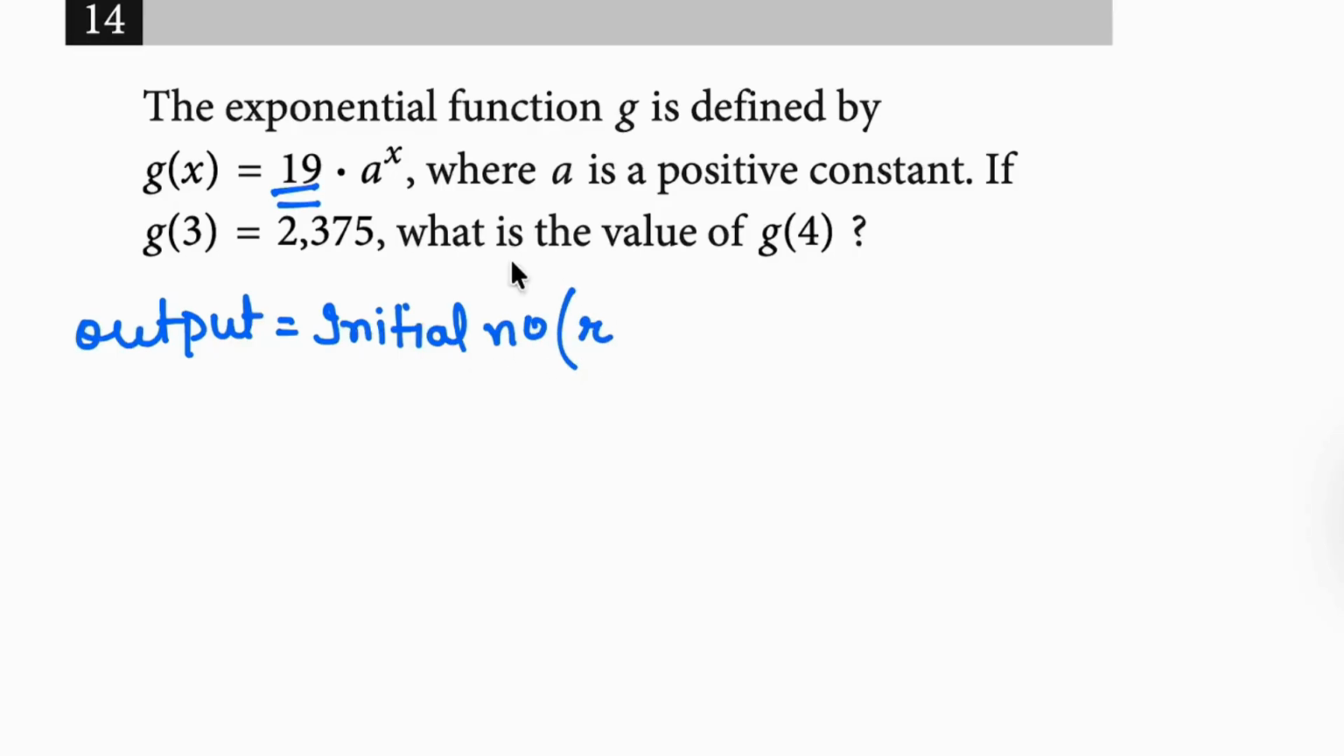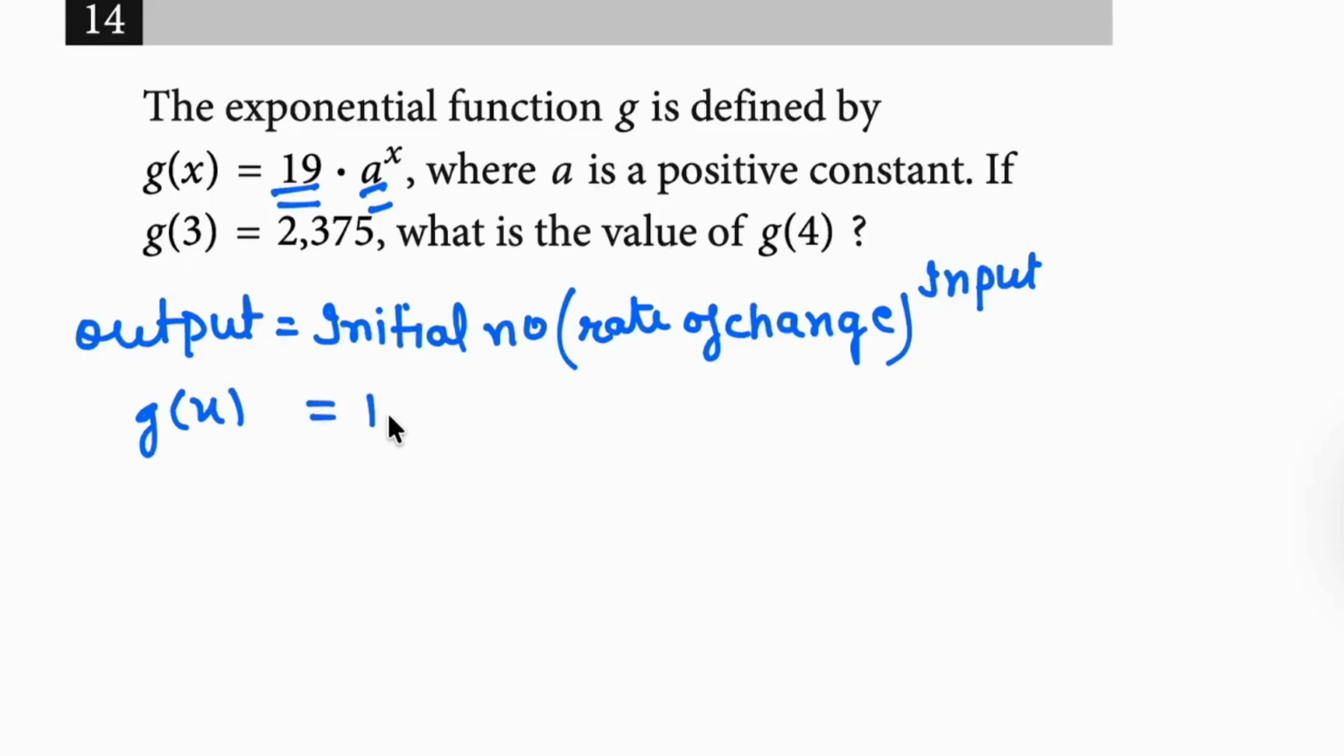This a is the rate. At what rate is it changing? That is the rate of change. And here x is the input. Okay. Now let's see this equation in this scenario. Okay, simple equation. Output is g(x). 19 is the initial value. It's a to the power x.